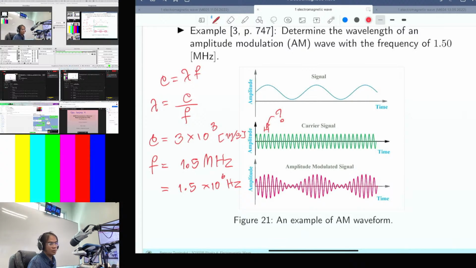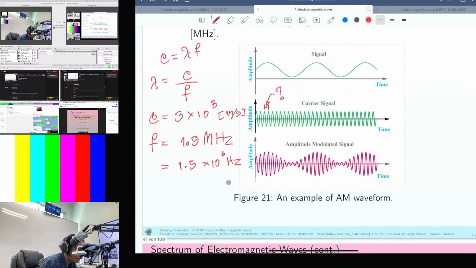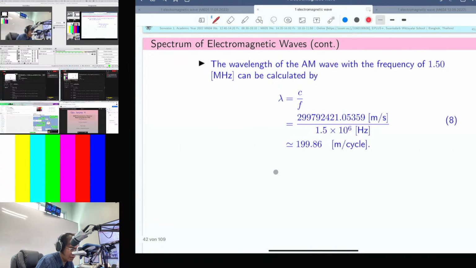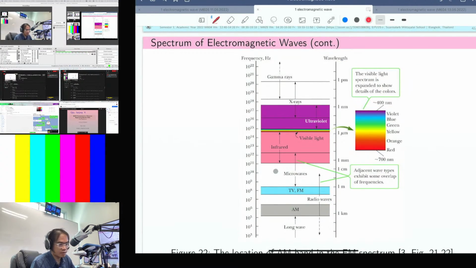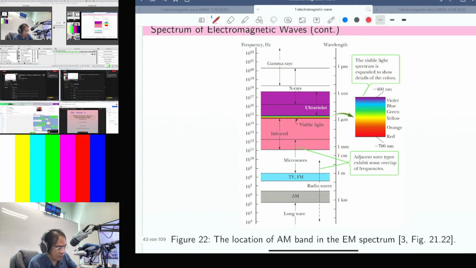Many of you may have seen the AM, right? And let's move to the location of the AM band again. Let's move to the location where the AM band is. AM, or amplitude modulation, is right here. The extreme bands like gamma rays and X-rays are over there.